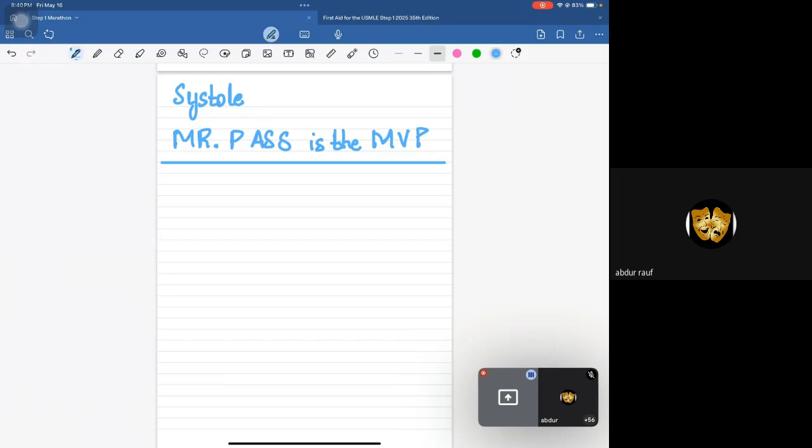So this is the mnemonic for the systolic murmurs. The systolic murmurs are very easy to remember by this mnemonic. So Mr. Pass is the MVP, right? MR stands for mitral regurgitation, and P stands for the physiological murmur. P stands for physiological murmurs, the flow murmurs. We are going to go into detail about what the flow murmurs are. Then A stands for aortic stenosis, S stands for systole, and then S stands for still murmur. This is another murmur which is present in the babies.